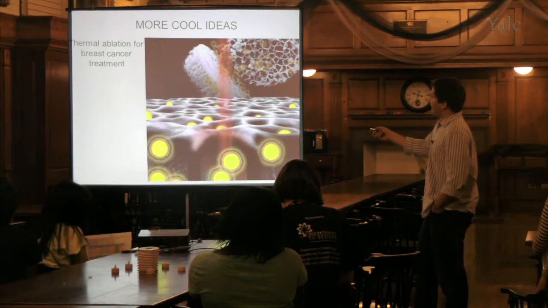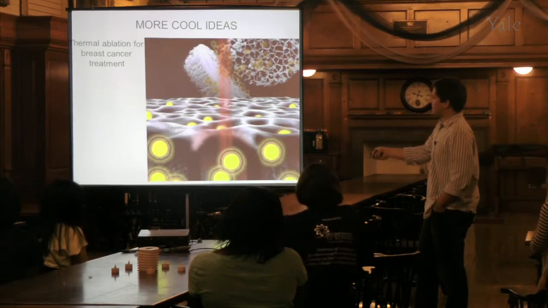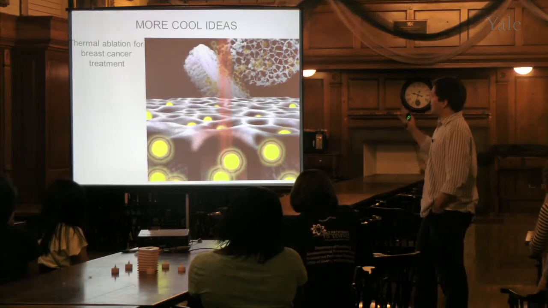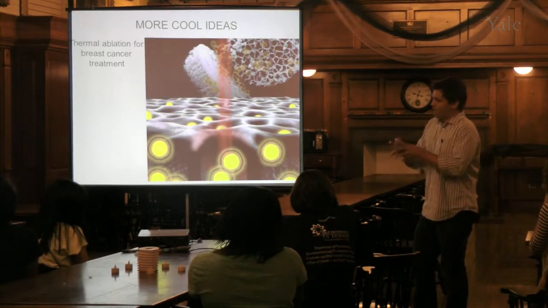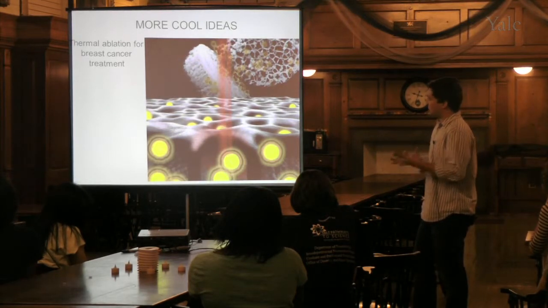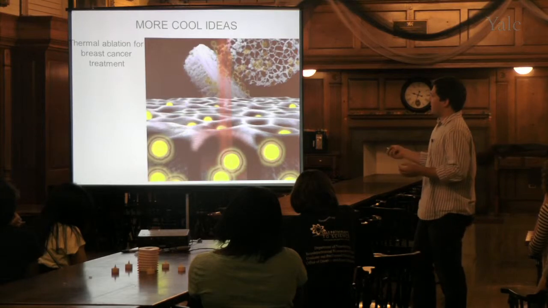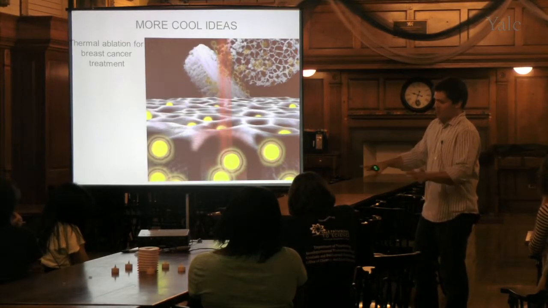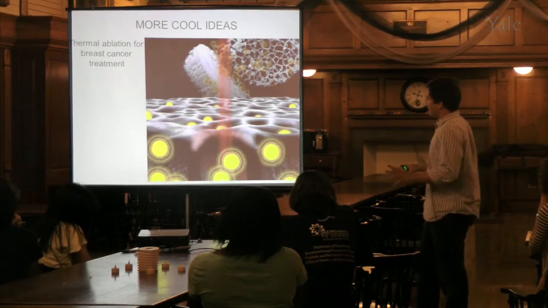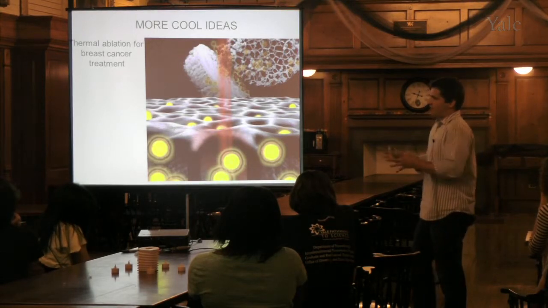This just represents one idea, where you can make nanoparticles out of gold. If you shine light of a specific wavelength on them, the gold nanoparticles vibrate at a frequency that heats up the tissue they're in. So these will target tumor cells, and then when you shine a laser on them, which is harmless to the body, the particles actually fry the tumor in the body.